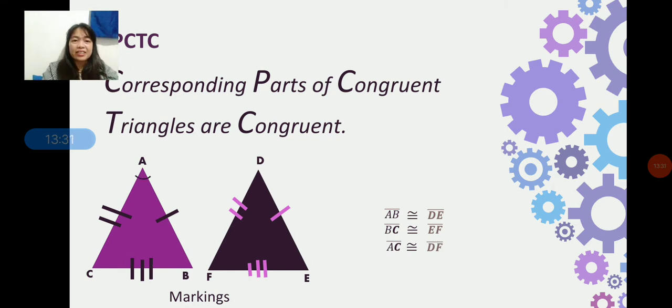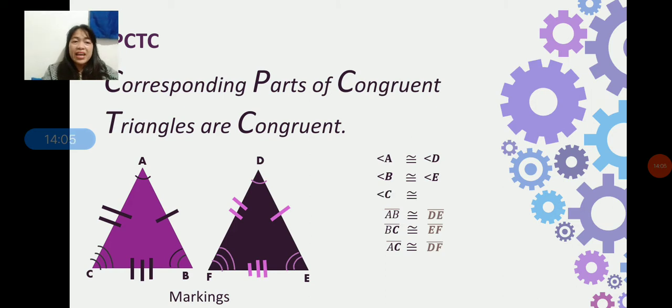Let us have the angles. As you can see, we have angle A and angle D. They have the same markings, therefore angle A is congruent to angle D. How about the next one? We have angle B, with the same markings as angle E. We can say that angle B is congruent to angle E. And for the last part, we have angle C, which is congruent to angle F.